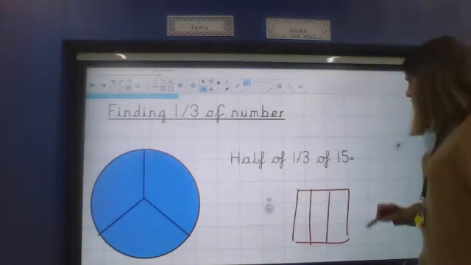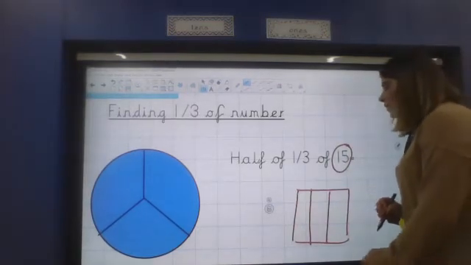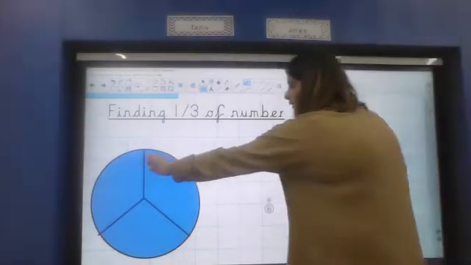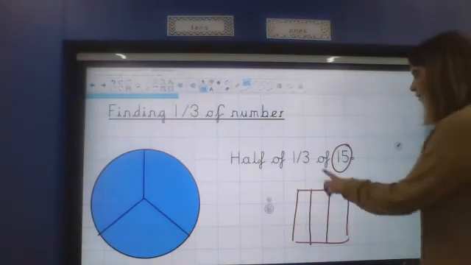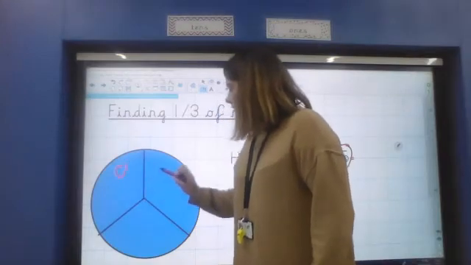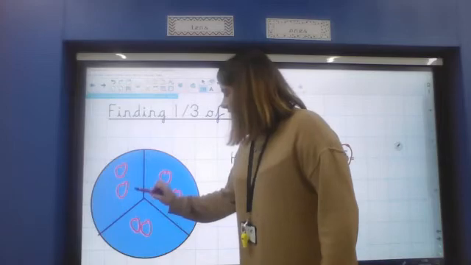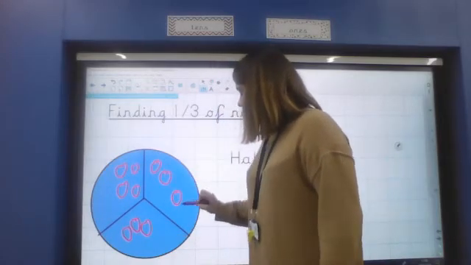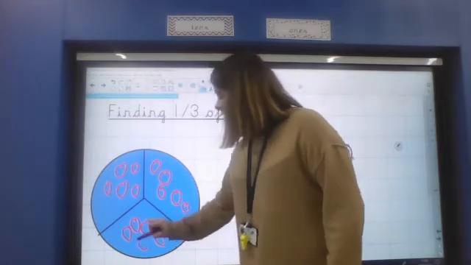I'm going to find a third of 15 this time. So we're going to, once we've found our shape into 3 parts, we're going to count out 15 equally into the 3 parts. Because I want to find what 1/3 of 15 is. 1, 2, 3, 4, 5, 6, 7, 8, 9, 10, 11, 12, 13, 14, 15.